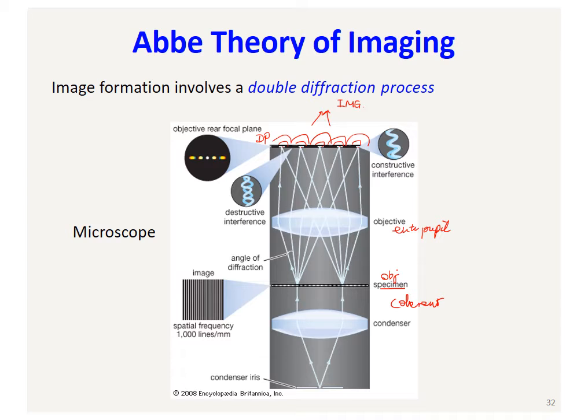So you can see we have one and then two diffraction processes. And the important thing about Abbe imaging theory is that it includes the fact that we have a finite sized entrance pupil, which limits the angle of the diffracted light that can enter the system, and that's what affects our resolution.